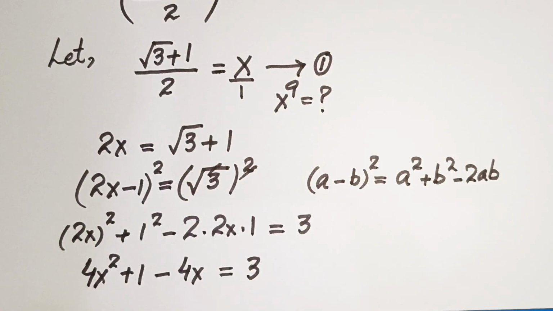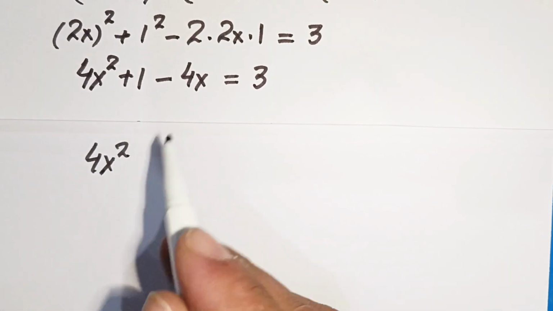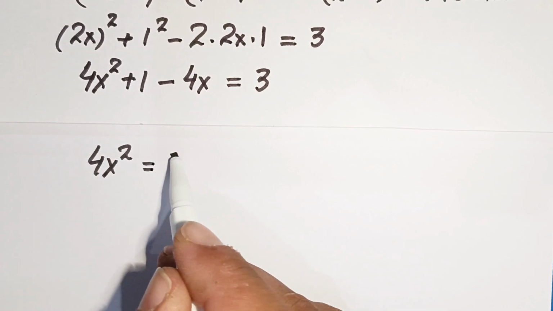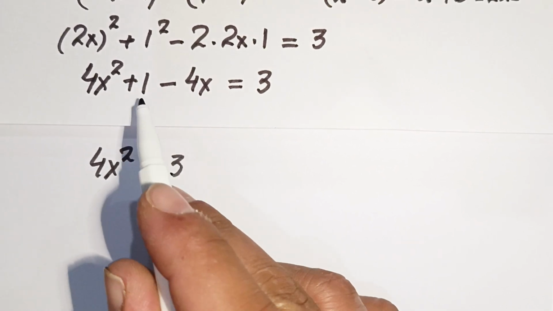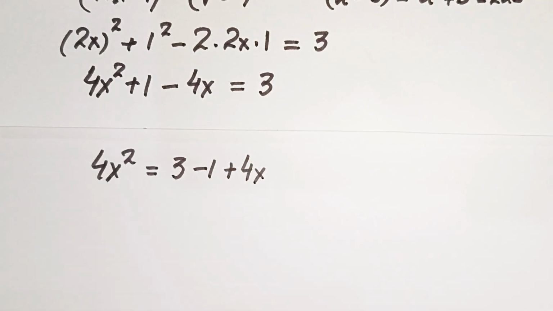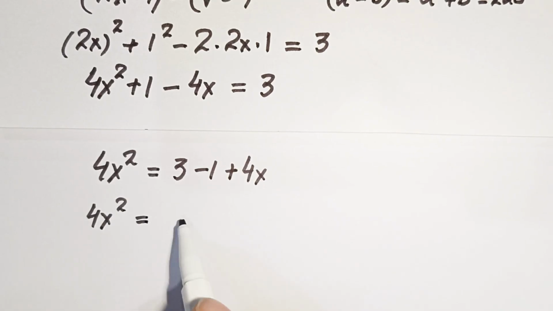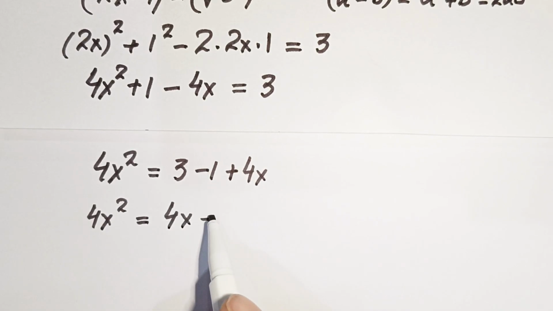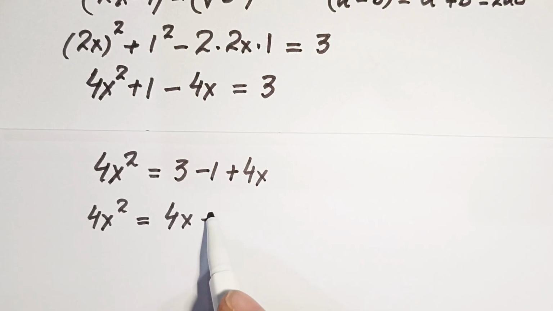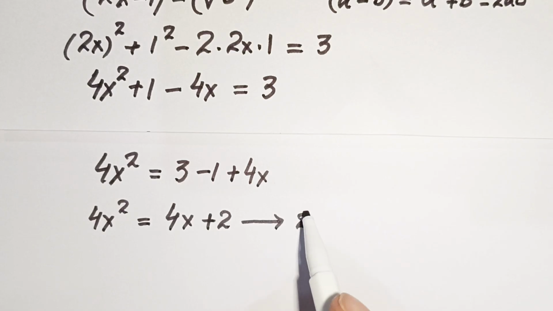So our next step will be, now 4x squared, shifting these two terms to our right hand side, we will get 3 minus 1 and plus 4x. So 4x squared is equal to 4x plus, this one is 3 minus 1, which is plus 2. So let's say it is our equation 2.